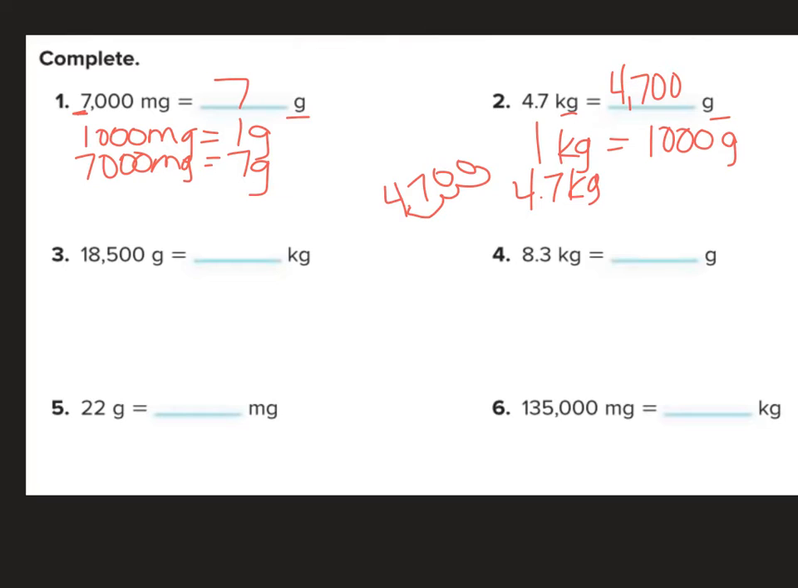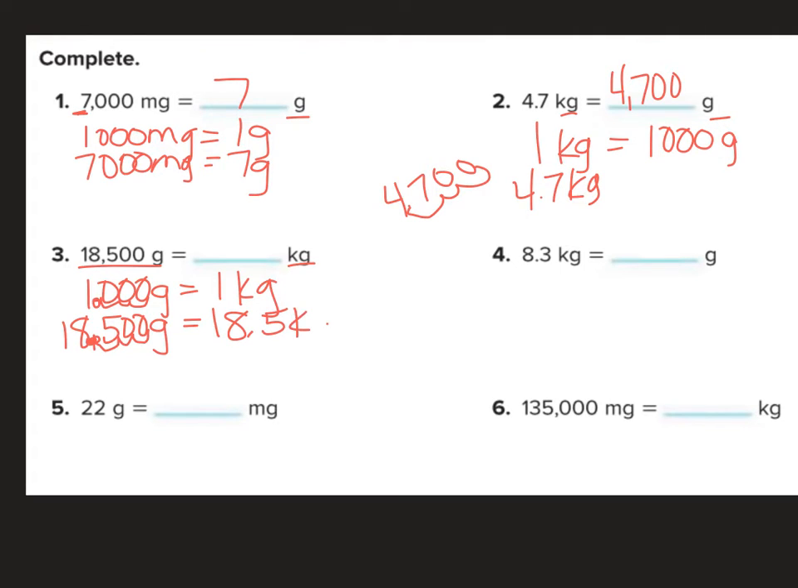Okay, now here we have 18,500 grams to kilograms. 1,000 grams equals 1 kilogram. So 18,500 grams are going to equal, notice, I brought my decimal point 3 spots back because I'm dividing by 1,000, to get 18.5 kilograms.